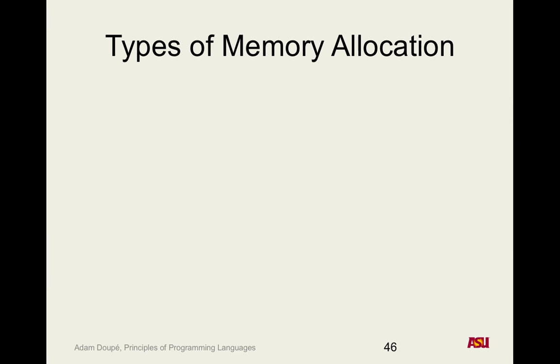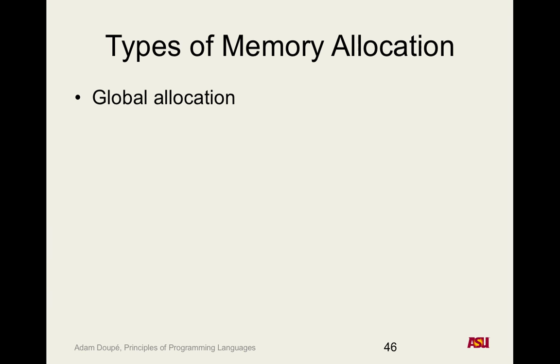Okay. So there's three main types of memory allocation. These are very important because it's going to help you think about how long these allocations are valid for. So one is global allocation. This would be global variables.